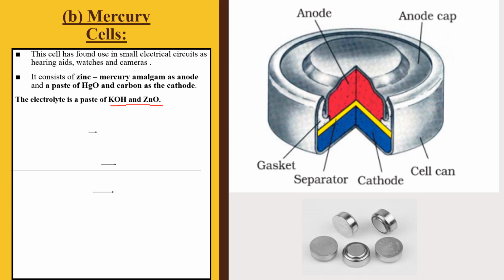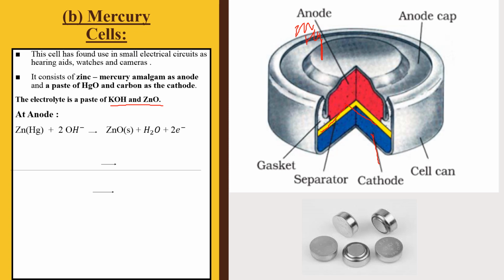You can see in the image also these types of cells, which are known as button cells or mercury cells. This part is the anode part, which is zinc mercury amalgam, and this blue part is the cathode part, which is a paste of HgO and carbon in this mercury cell. And the electrolyte, which is here, separates anode and cathode. Here is the separator, the electrolyte, and the electrolyte is a paste of KOH and ZnO in the mercury cell.